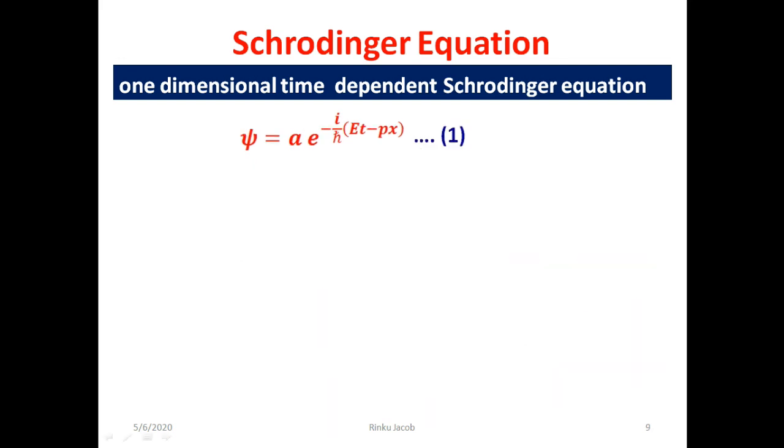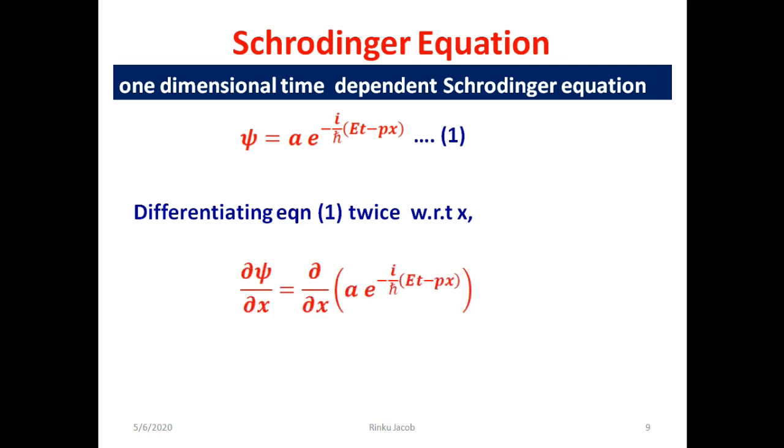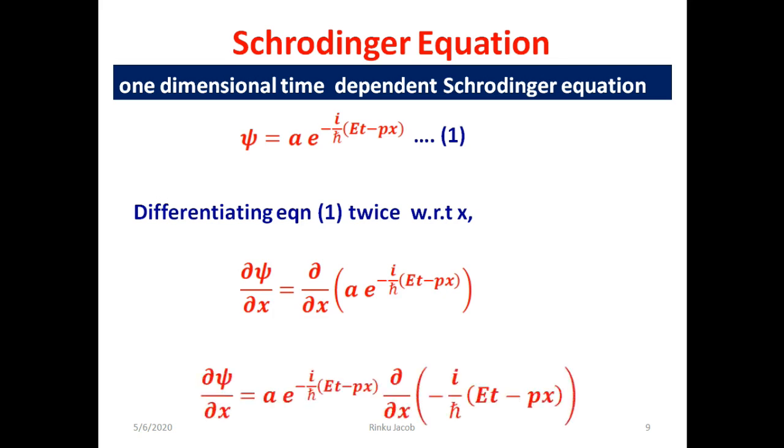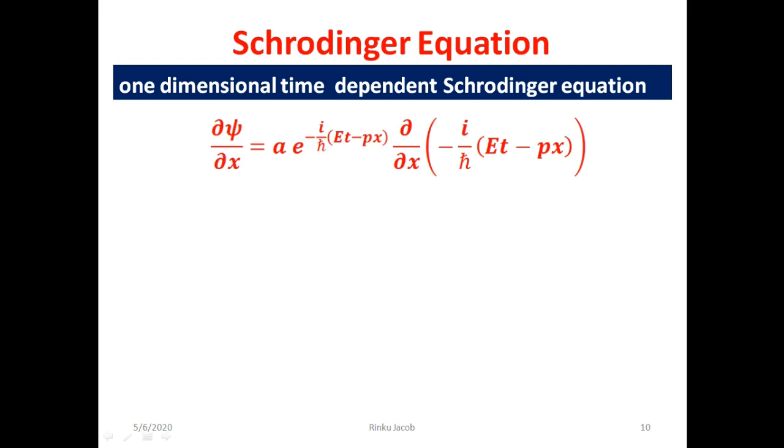Now we use the wave function of the particle which is given by equation 1. Differentiate the wave function twice with respect to the position coordinate x. That is dou psi by dou x equal to dou by dou x of A exponential minus i by h cross into (Et minus px). That is dou psi by dou x equal to A into exponential minus i by h cross into (Et minus px) into dou by dou x of minus i by h cross into (Et minus px). When you take the derivative of the bracketed function, we get dou psi by dou x equal to A exponential minus i by h cross into (Et minus px) into i p by h cross.